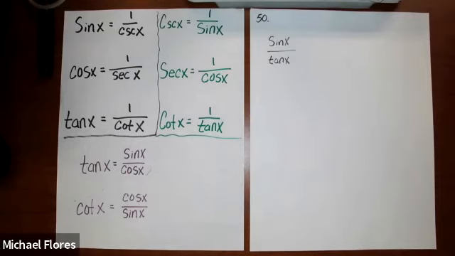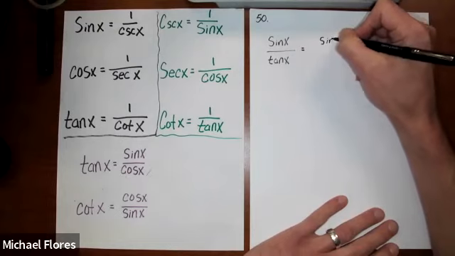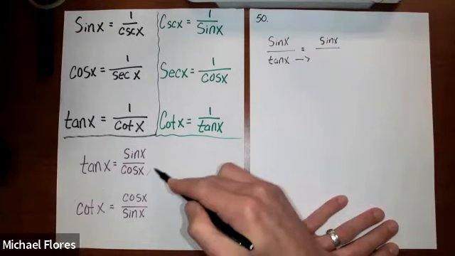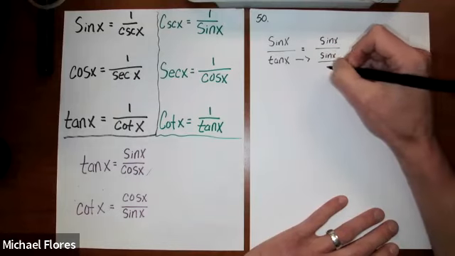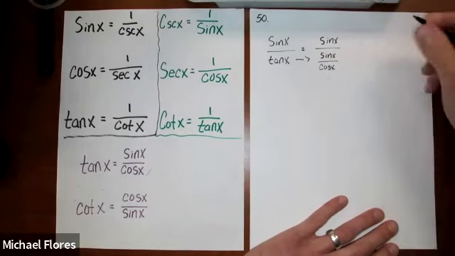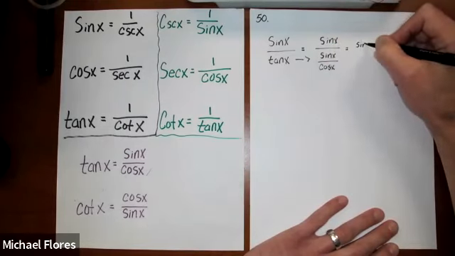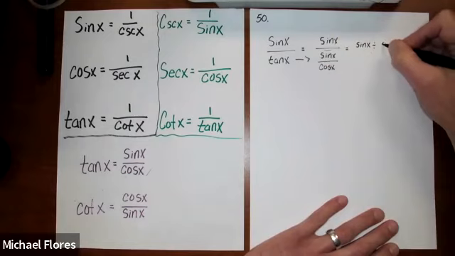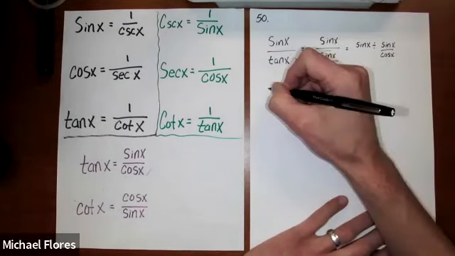All right, sine of x over tangent of x. I'm going to leave sine of x alone. But I'm going to change tangent of x to its quotient. Now this is the same thing as sine of x divided by sine over cosine. And now you're going to want to do keep, change, flip.